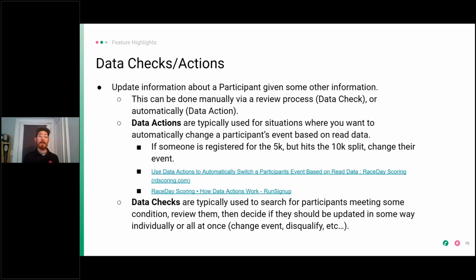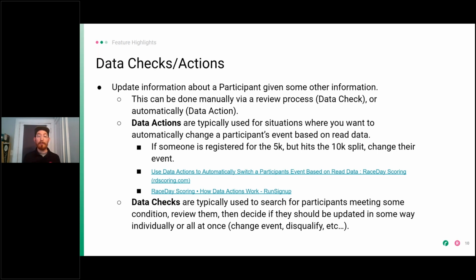So data checks are our way of updating information about a participant or team given some other information. This can be done manually via a review process, which we call a data check, or automatically, which we call a data action. Data actions are typically used for situations where you want to automatically change some participant information based on some read data.